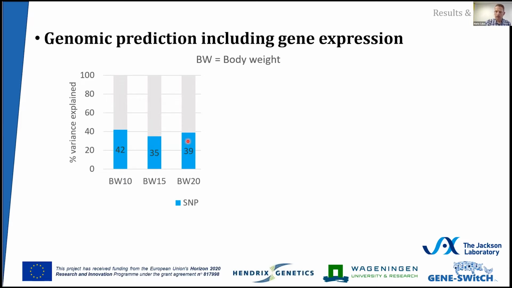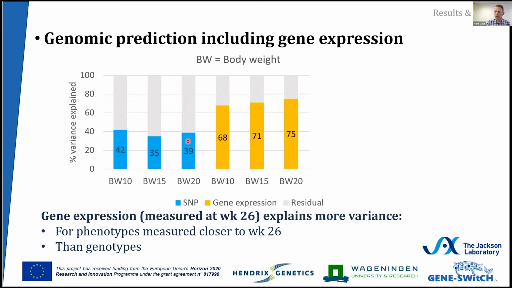Then we fitted only gene expression in the model. And it's good to note that the gene expression was measured at 26 weeks of age, so it was measured after the last body weight trait. And two things to note here. First of all, the gene expression explains more phenotypic variance than the SNP genotypes do. This holds at all the time points.